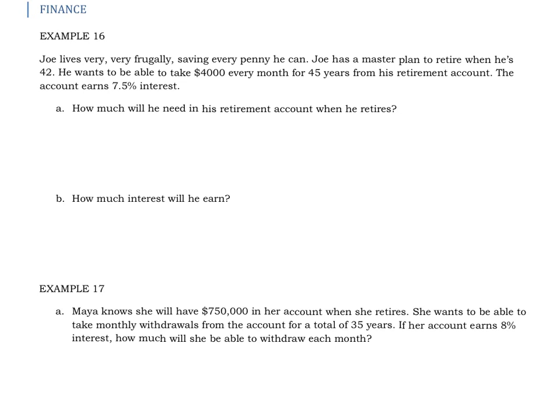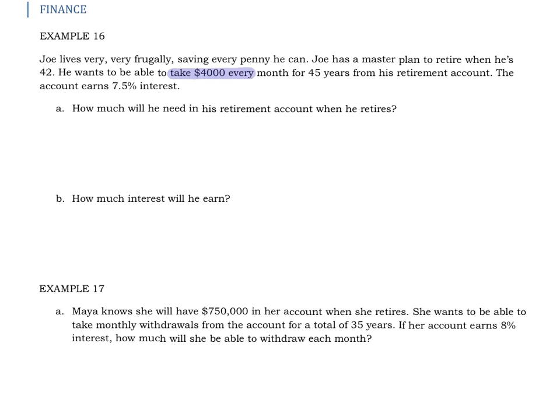Looking at example 16, Joe lives frugally, saving every penny he can. He has a master plan to retire when he's 42. He wants to be able to take $4,000 every month for 45 years from his retirement account, and his account earns 7.5% interest. So again, here's our clue.